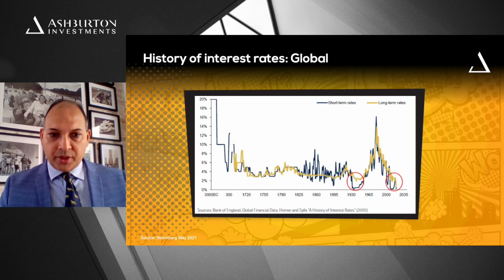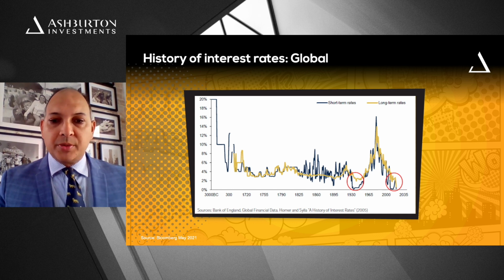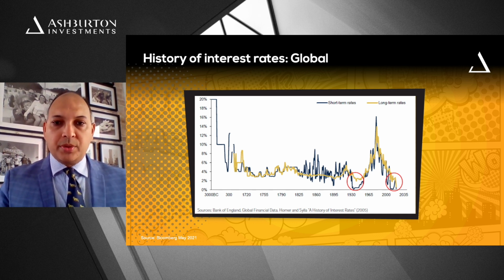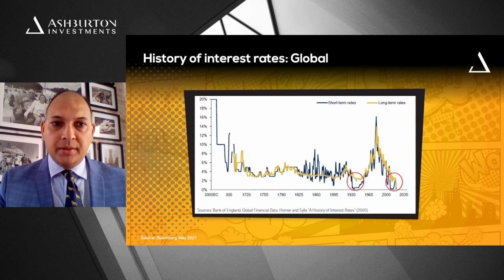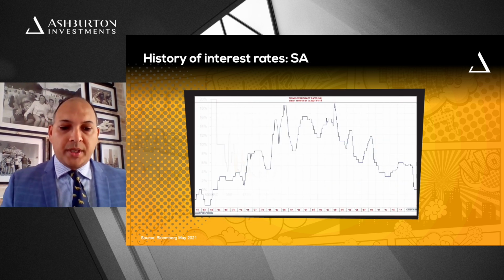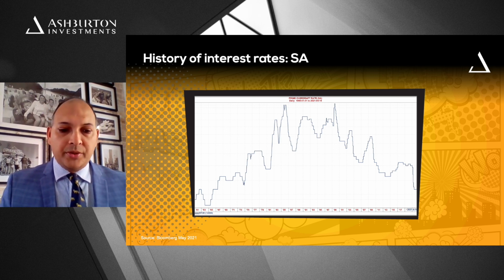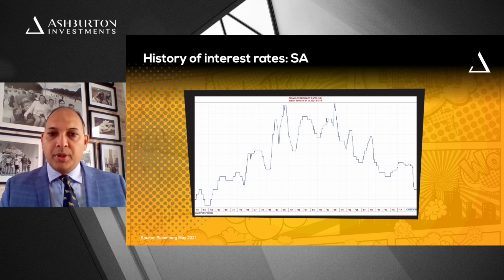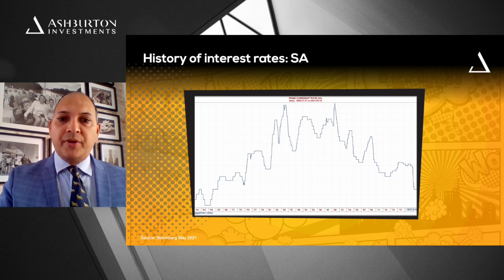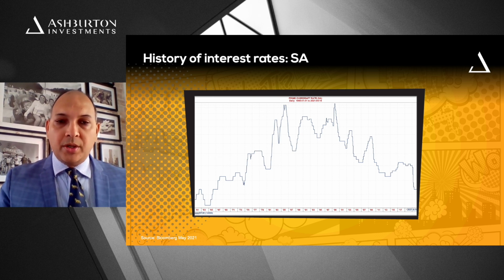Global interest rates, if you take this chart from 3,000 years BC to now, are at record historic lows in nominal terms, although they've started to turn globally. South African interest rates are at 50-year lows, with the SARB going from being very, very hawkish to very dovish. So interest rates are low in South Africa and low but rising globally.